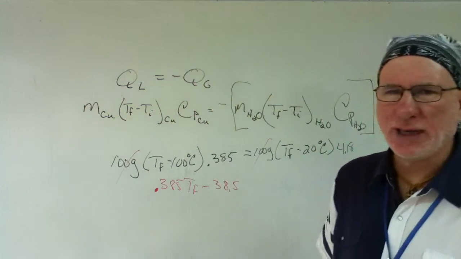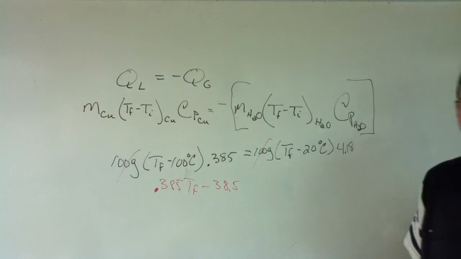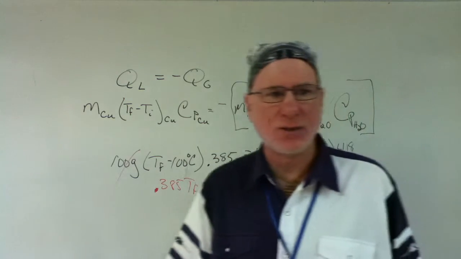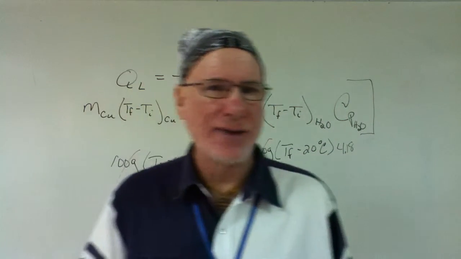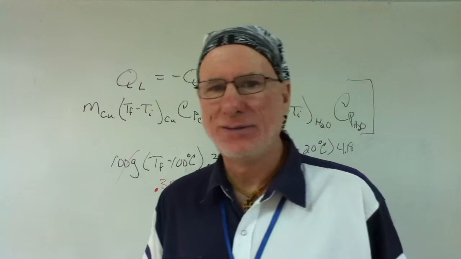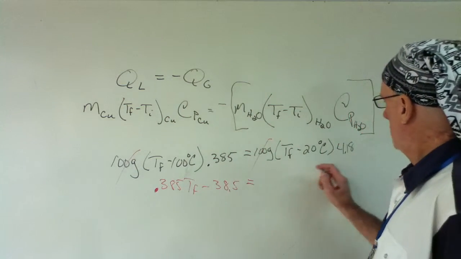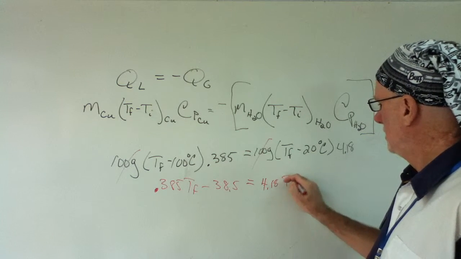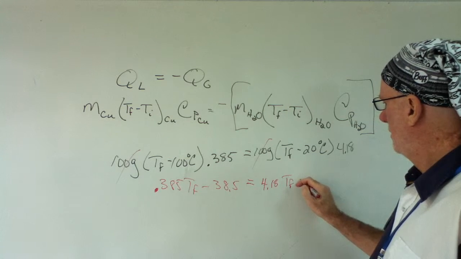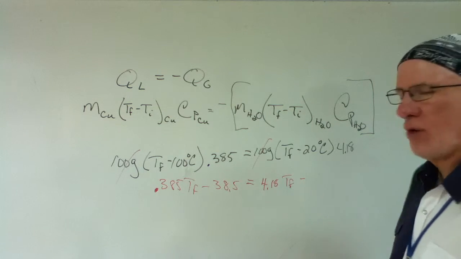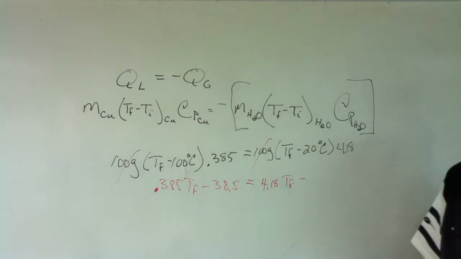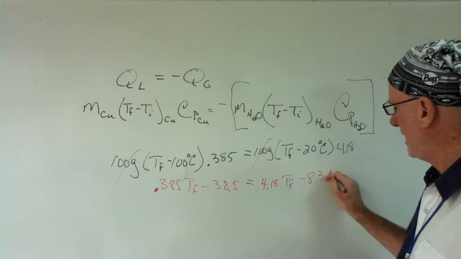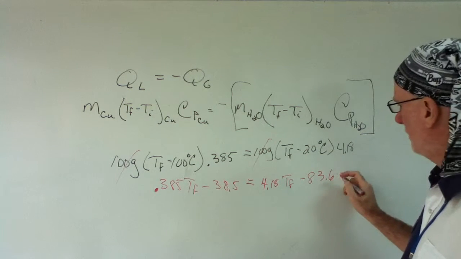Now, if you used the unit labels and brought those through, you would absolutely lose your mind. If you make sure that the unit labels are correct when you begin, then you do the math and you hang them on at the end, like little ornaments, okay? So this is going to be 4.18 TF minus, what's 4.18 times 20? 80 something, what is it? 83.6. Is that right? Okay, good.